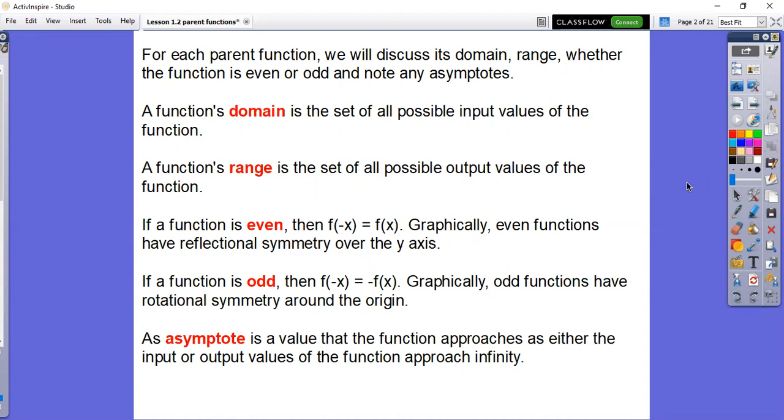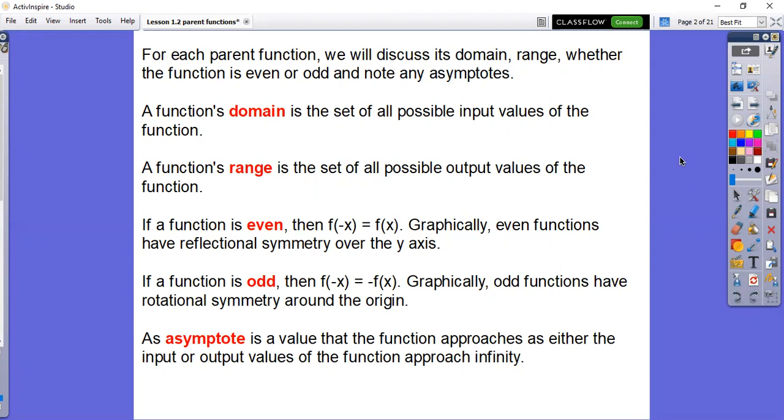And then last, another thing that we're going to see in some of these parent functions is asymptotes. Asymptotes are values that the function approaches as either the input or output values of the function approach infinity. So you're going to see infinite asymptotes in some of these parent functions.